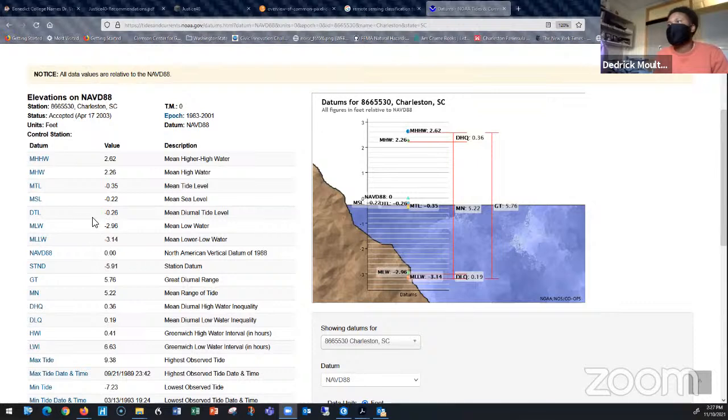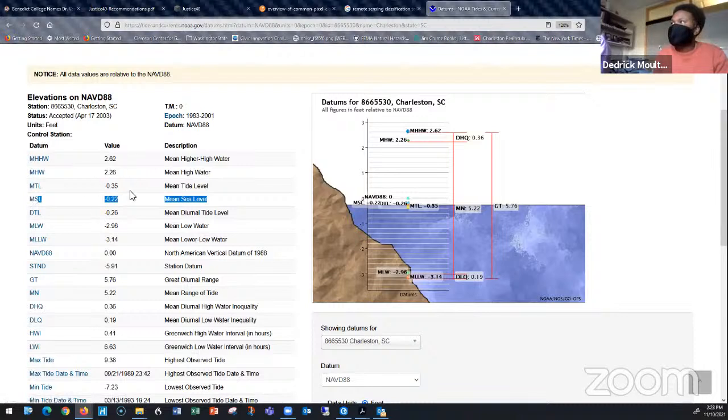And you can see here that the mean sea level right here has a height of minus 0.22. So compared to the other kinds of numbers, on average, compared to NAVD 88, our mean sea level is slightly lower than that true 0. Does that make sense to everyone?